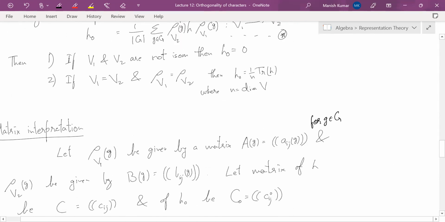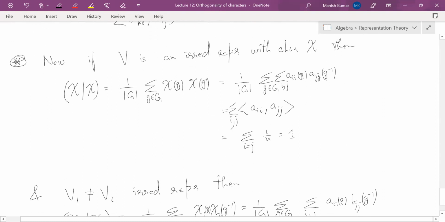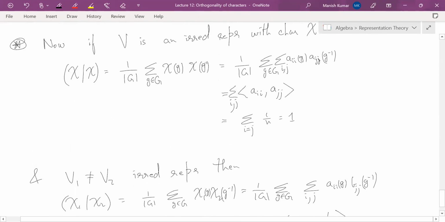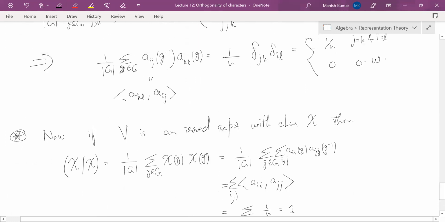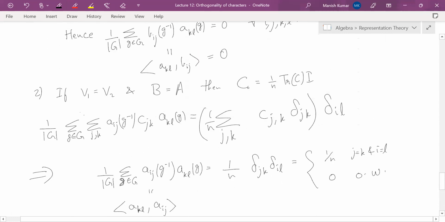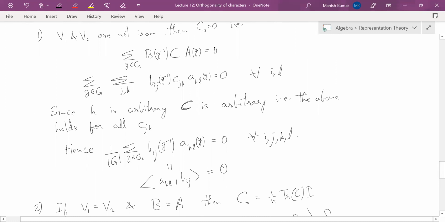So here A and B need not be characters, just some functions. I'm just using this notation instead of writing this in this form, so that it becomes somewhat handy later on. So what we get is that since this was zero, that tells us that this is zero, no matter which i, j, k, l we choose. So that is the interpretation of 1.